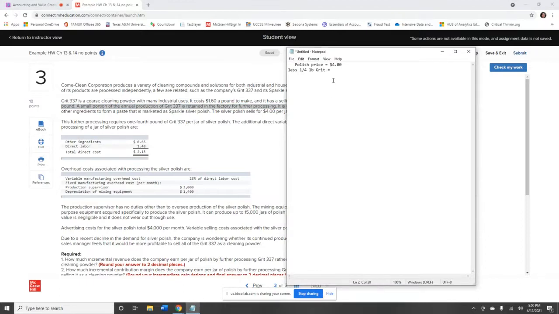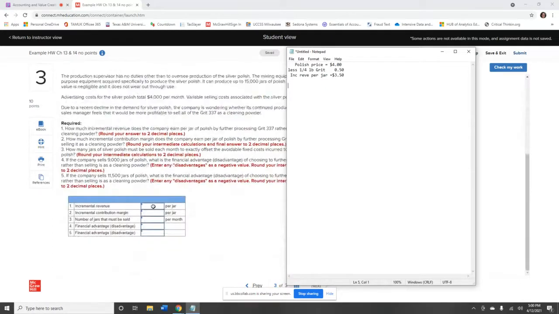So minus 0.50. My incremental revenue per jar is equal to $3.50. So I make a little more money by selling it as grit. That doesn't count my cost, but that is my revenue, incrementally more per jar. So what's my cost per jar? Then I can subtract that out and tell if I'm getting a contribution margin that's better than the grit.